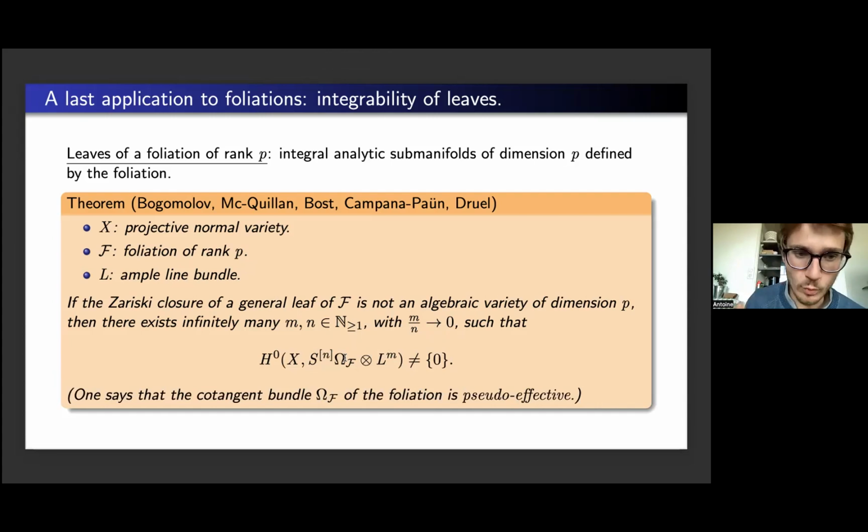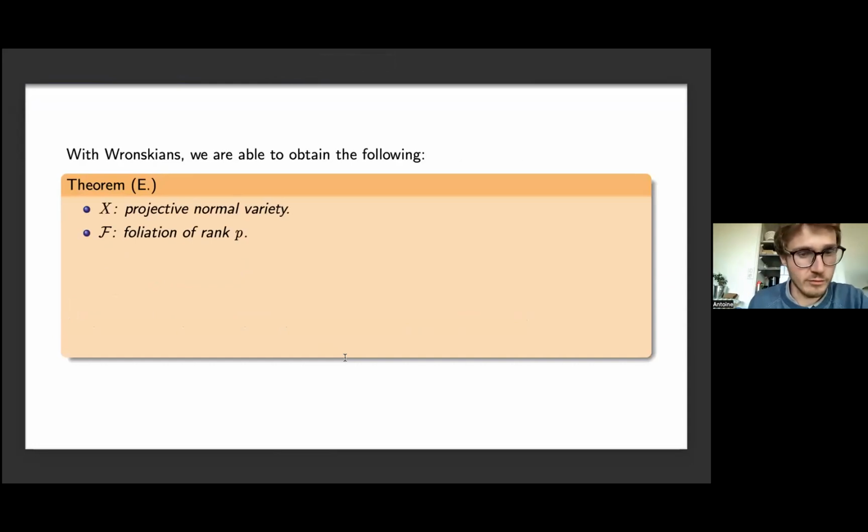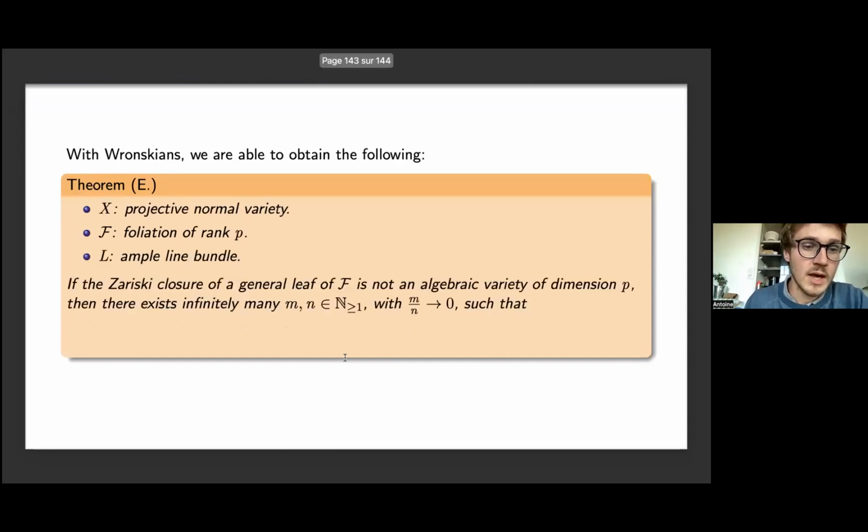And so with Wronskian methods, using the same kind of ideas that we described explicitly in the case of a specific Wronskian, we can show the following. Same setting as before: take a projective normal variety, a foliation of rank P, an ample bundle. Same hypothesis: if the Zariski closure of a general leaf is not algebraic, then one can show that this twisted locally free sheaf has a global section. And so here it's the reflexive tensor power.